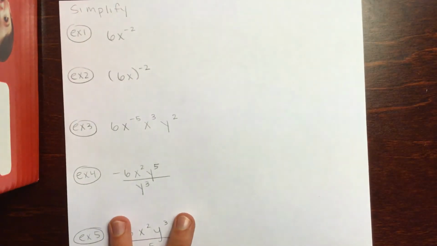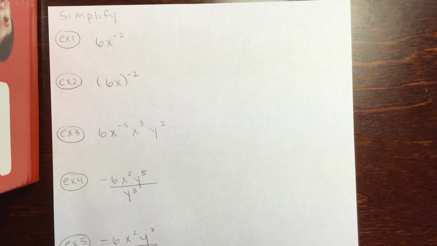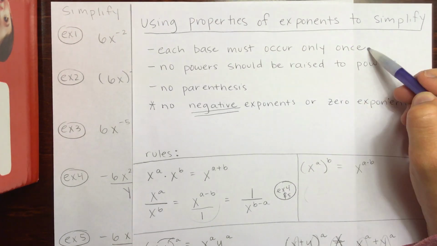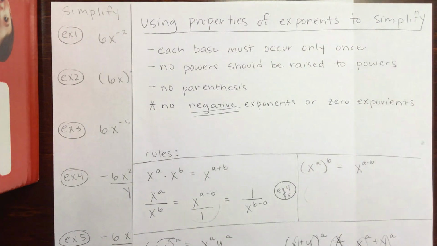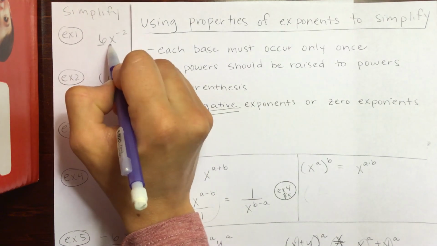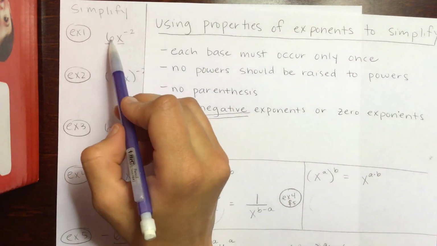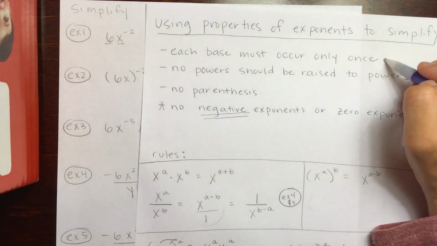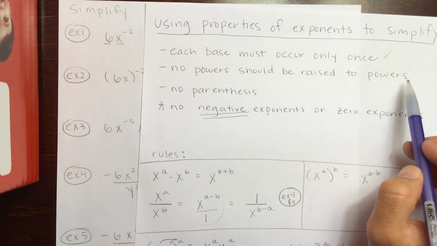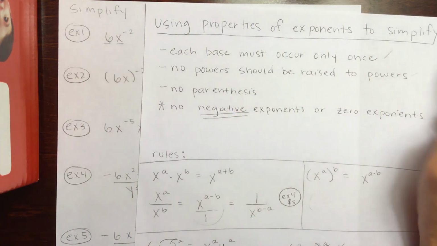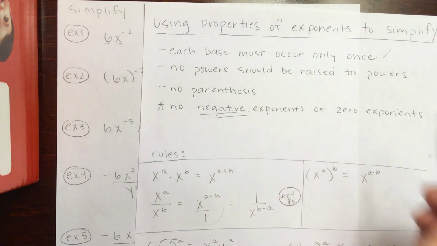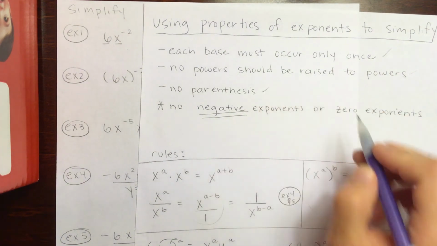All right. Simplify. That's all we're doing for these all 10 examples. So the first example seems pretty simple. 6 times x to the negative 2 power. It looks like it's already simplified, but let's look at our rules again. Each base must occur only once. Well, we have a 6 here, and we have an x here. Okay, a number and a letter. Check. No powers raised to powers. I don't have any double powers here. Check. No parentheses. It's pretty obvious there aren't parentheses in this first example.